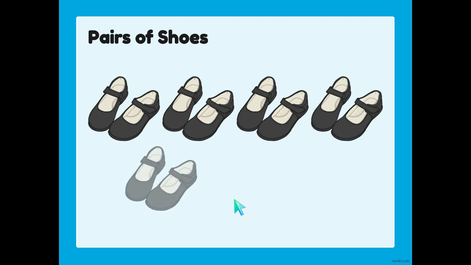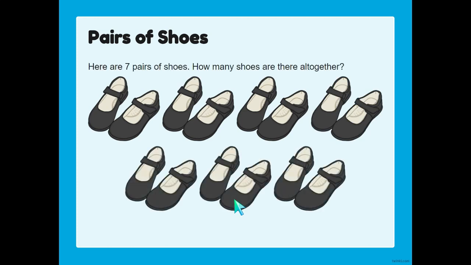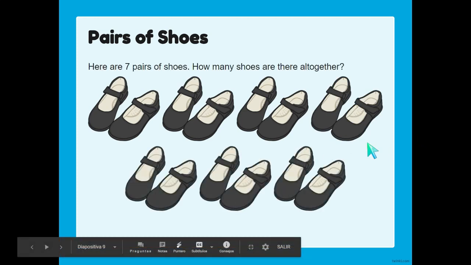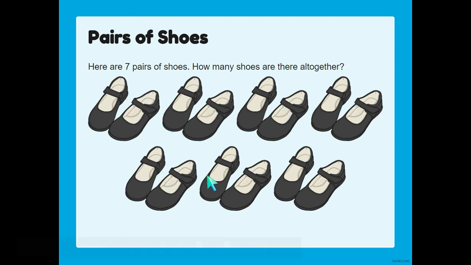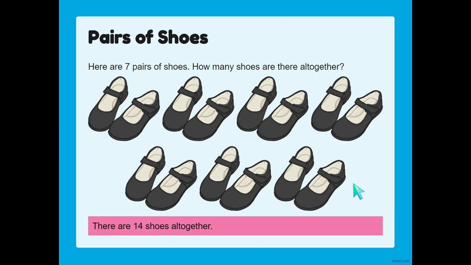Let's try with pairs of shoes. How many pairs can you see? Here are 7, right? 1, 2, 3, 4, 5, 6, and 7 groups or pairs of shoes. How many shoes are there in total? There are 14 shoes all together.